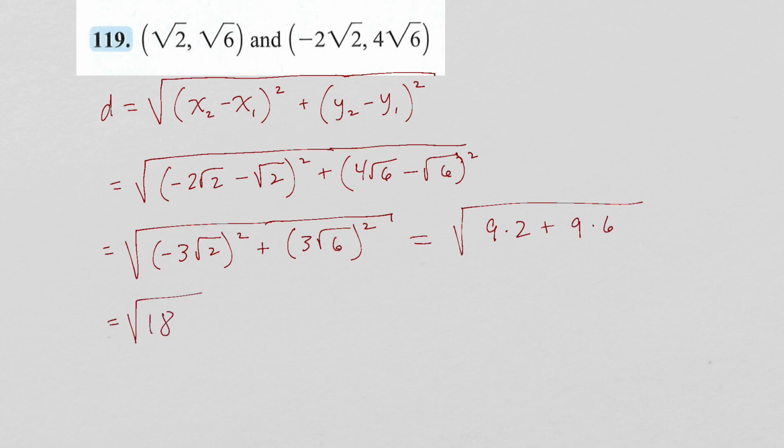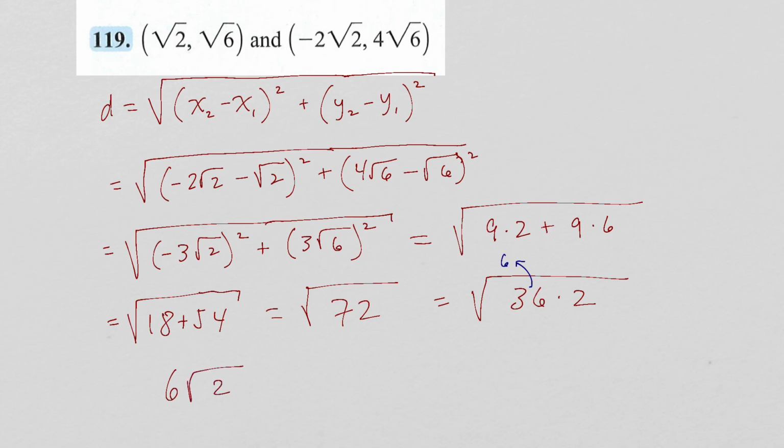So we have 18 plus 54, which is the square root of 72. We're going to simplify it by writing that as the square root of 36 times 2, because 36 is a perfect square and it's a factor here. So now we can bring this out by square rooting it and get a 6. So we'll be left with 6 root 2.